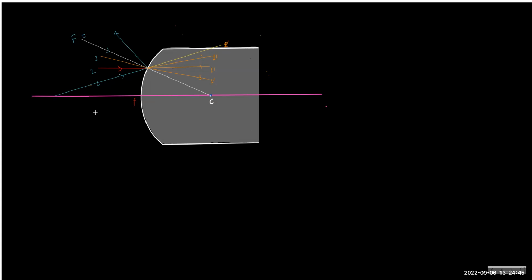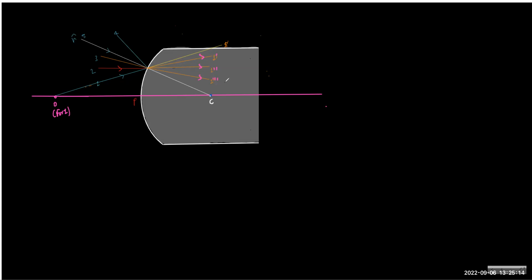But the thing is, for 1, the object is here. This is for 1. Now what I'm saying is that after reflection, it can go this way. So the first 1 dash, let's say 1 dash, 1 double dash, 1 triple dash. Make it like this. So 1 dash is going to meet the principal axis, yes or no?